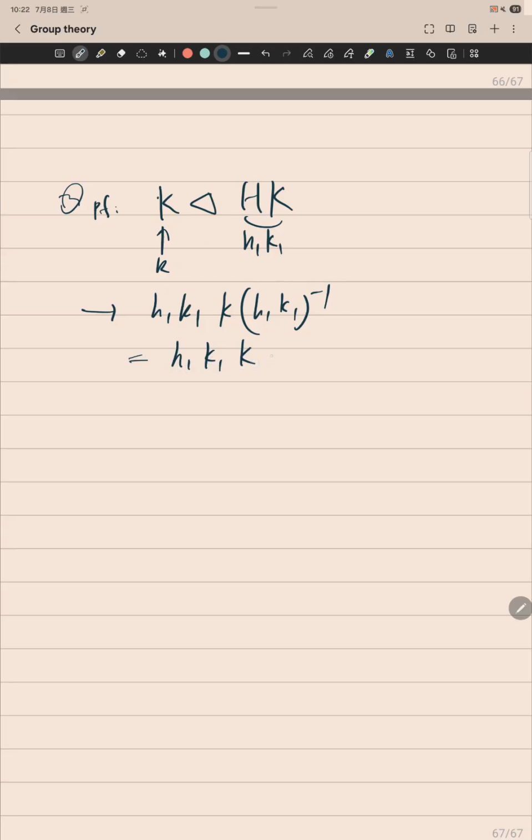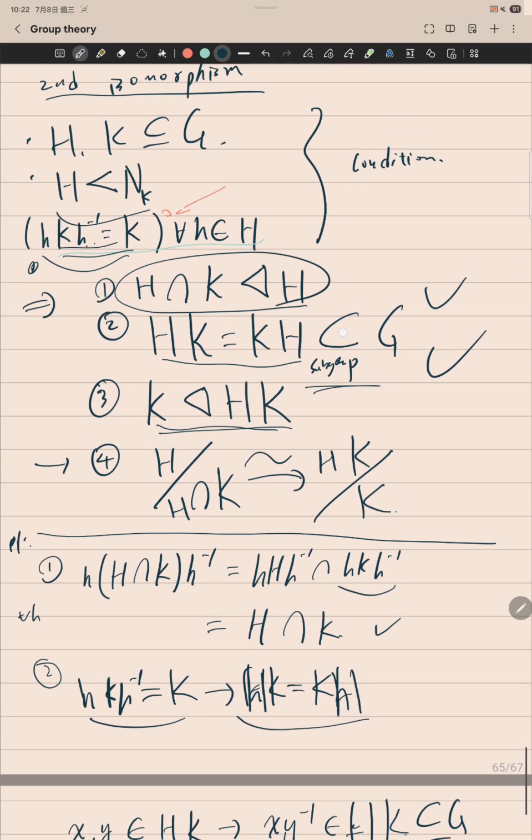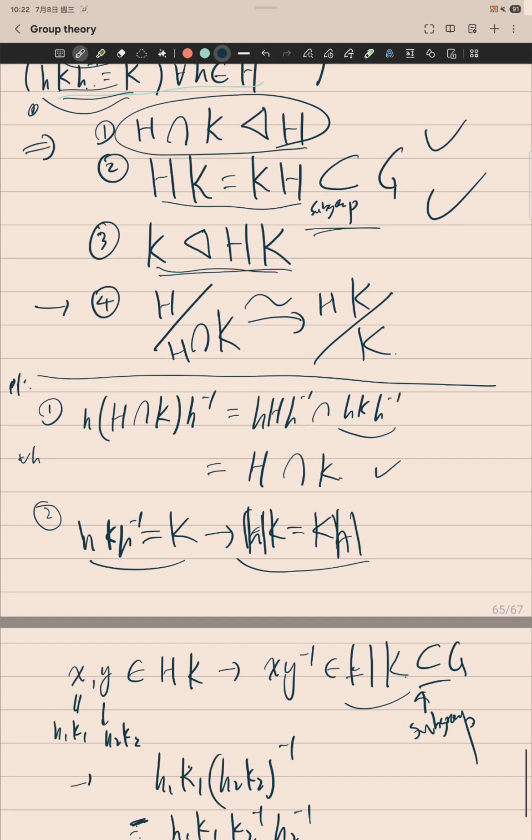So let's do this. And this is in K, right? But H normalizes K, so this is in K. Done. You can see this kind of proof is very trivial. I mean, if you understand step by step, then you can easily follow.